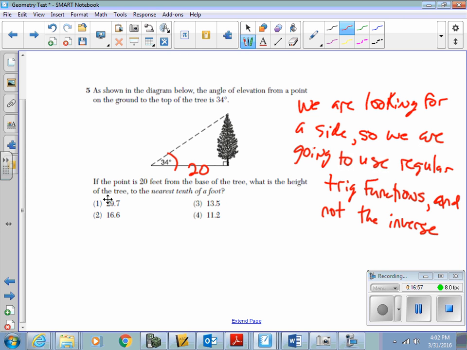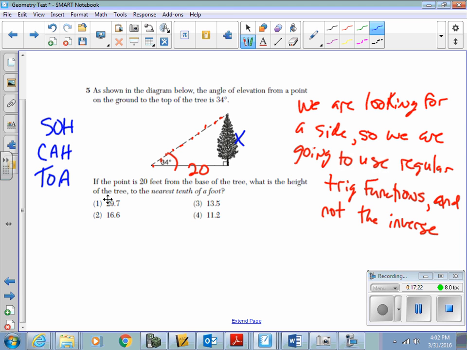All right, so what are we looking for? We're looking for the height of the tree. That is not the height of the tree. The height of the tree is this. I'm going to label that as X. Now, another thing I want you to write down: SOH CAH TOA, some old horse caught another horse taking oats away. I want you to write that down.